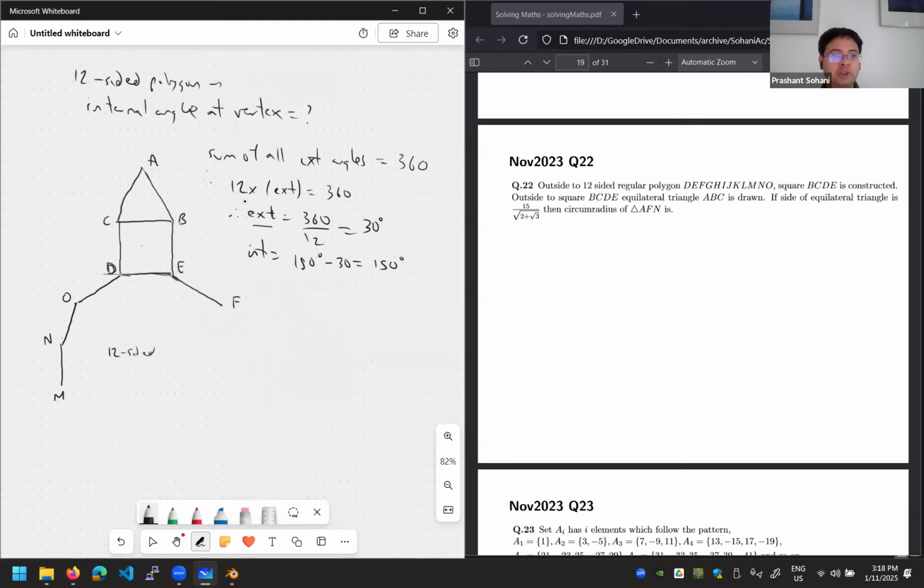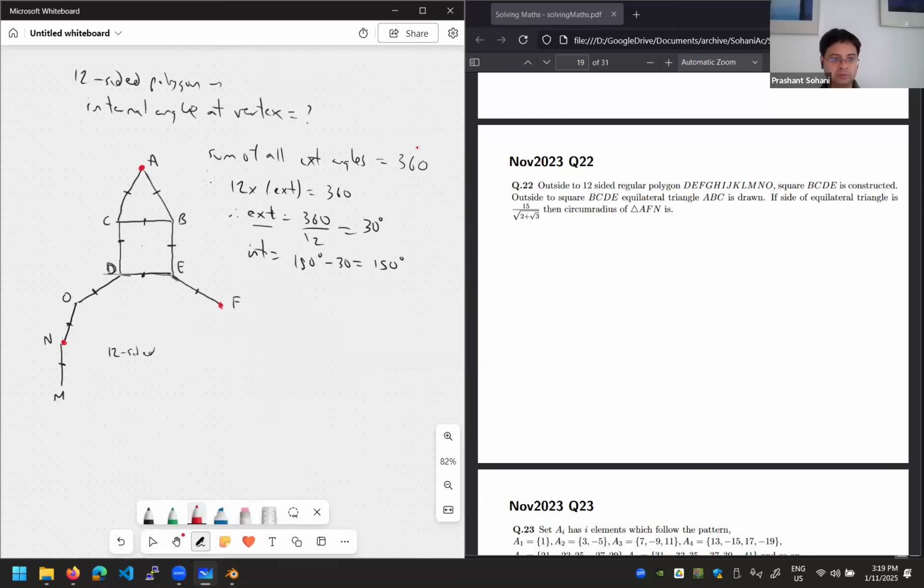One important thing is, because all of these are regular polygons, all the lengths are equal, right? This is also a square, this is also an equilateral triangle. So all the lengths are equal. Okay, and we are interested in the circumcircle of AFN. So which are the 3 points? A is here, F is here, N is here.